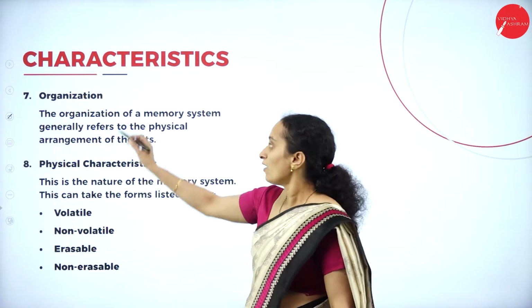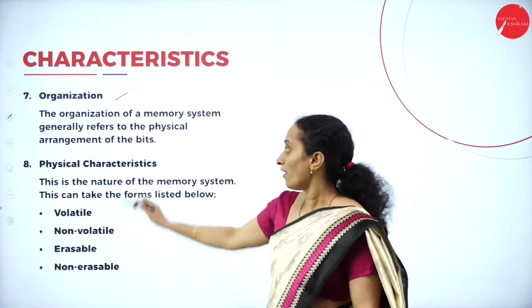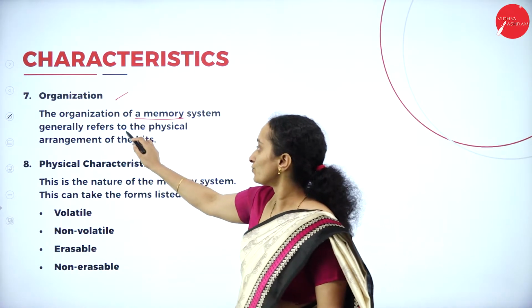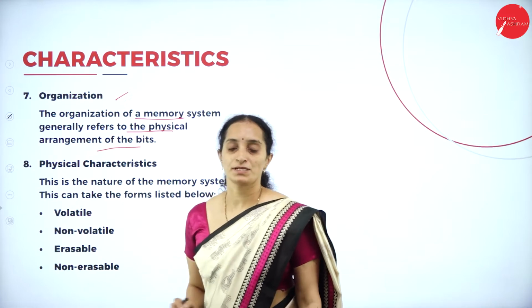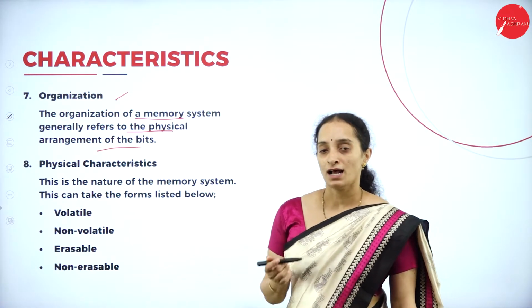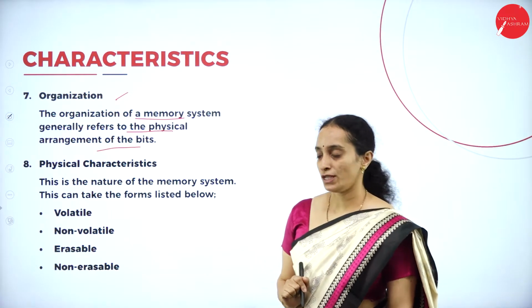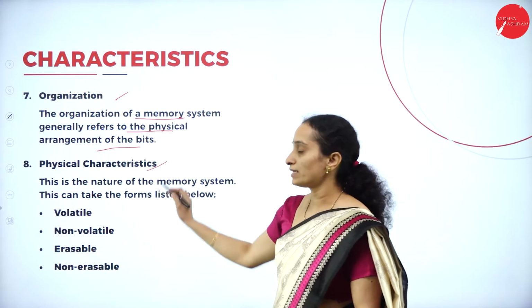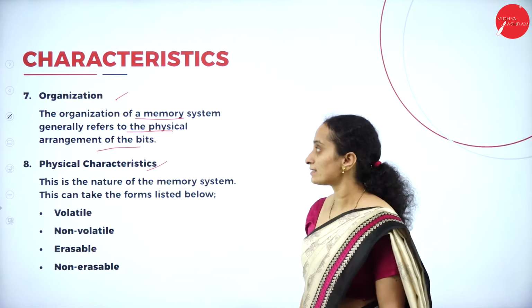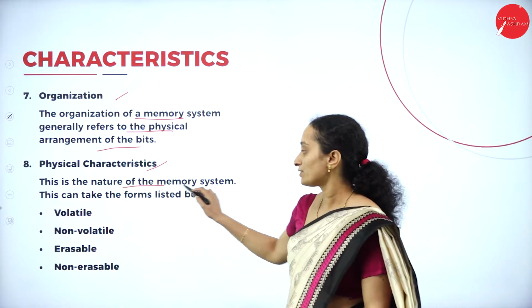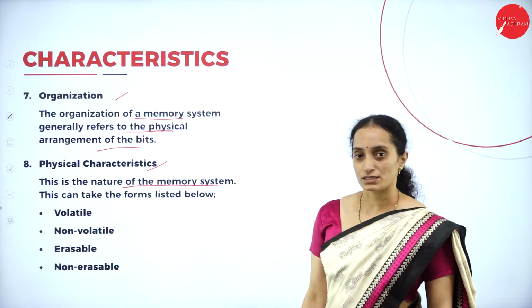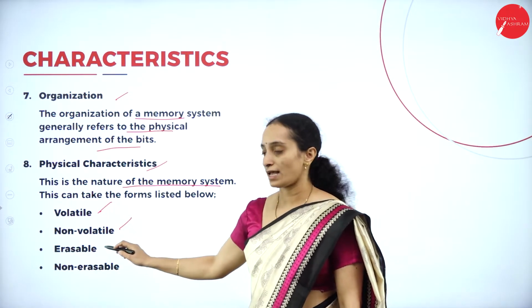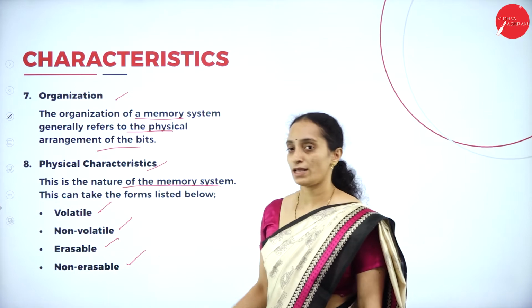Next is the organization. The organization of a memory system refers to the physical arrangement of the bits. How they are arranged in a memory system will be another characteristic. The last one is the physical characteristics. This is the nature of the memory system, whether it is volatile, non-volatile, erasable, or non-erasable.